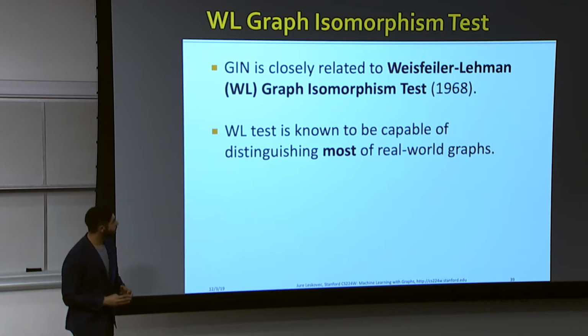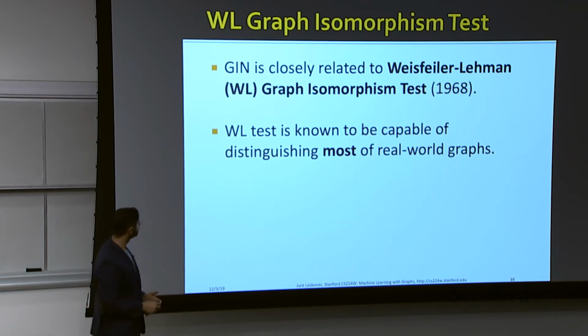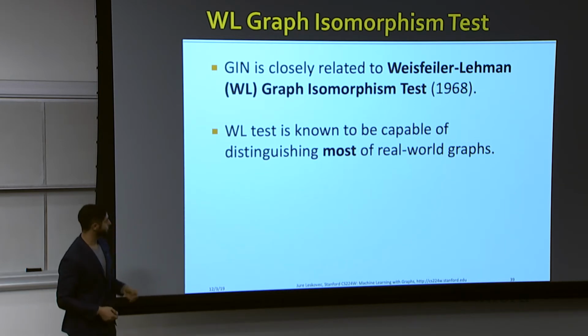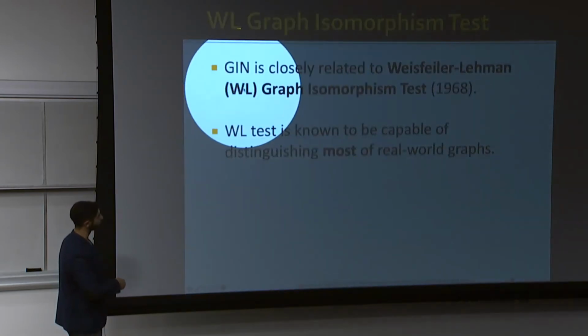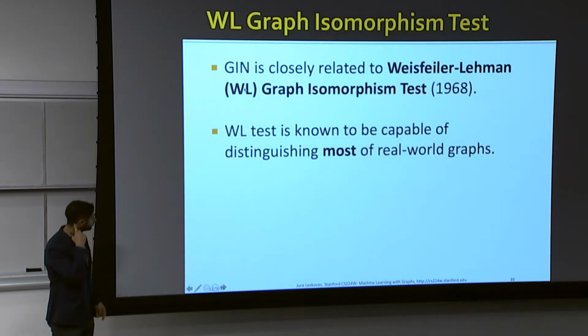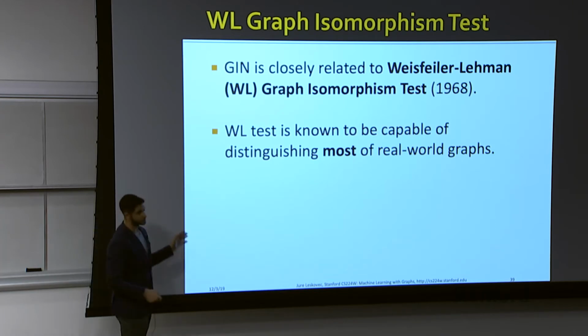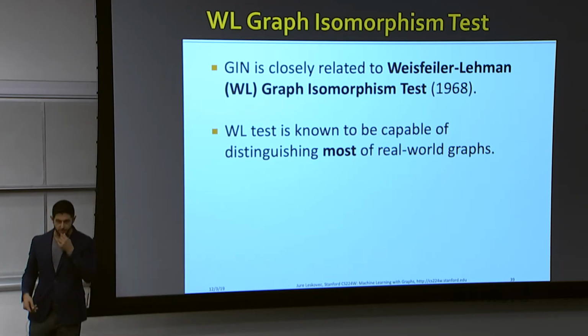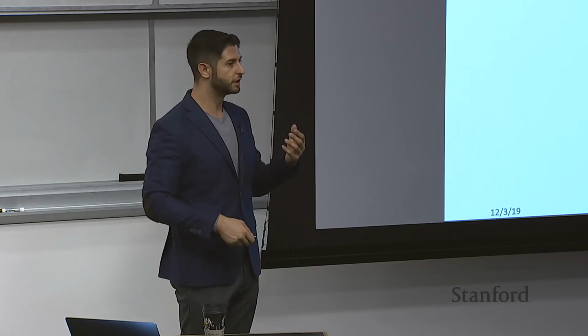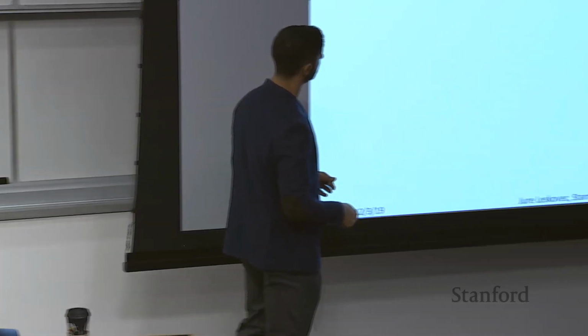The way GIN has been conceived is very closely related to the Weisfeiler-Lehman graph isomorphism test, which we're going to be calling the WL test from now on. This test is more than 50 years old today. It's extremely well known and used by everyone who works with graphs. The reason is its complexity is in the order of the number of edges, so it's a relatively cheap and efficient test to run on graphs, and it's extremely capable, and it distinguishes most of the real-world graphs. That's why it has been adopted and used for so long.